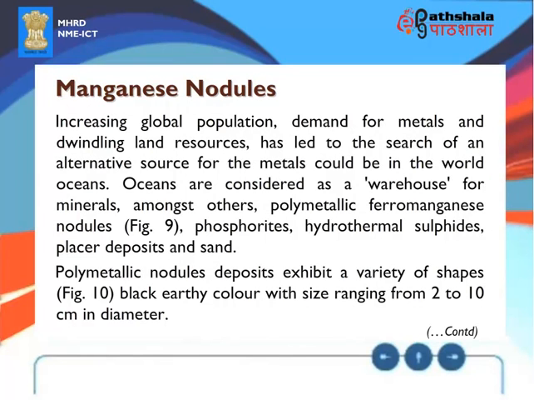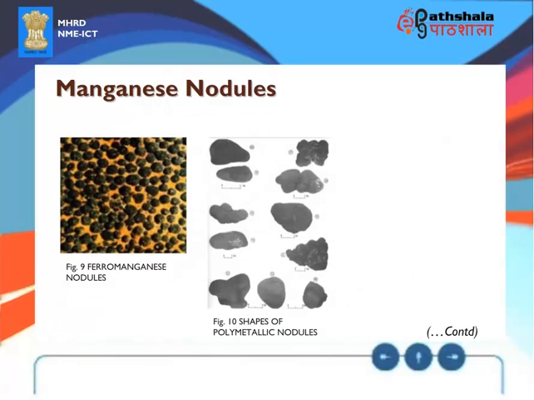Manganese nodules. Increasing global population, demand for metals, and dwindling land resources have led to the search for an alternative source for the metals, which could be in the world oceans. Oceans are considered a warehouse for minerals, amongst others, polymetallic ferromanganese nodules, figure 9, phosphorites, hydrothermal sulfides, placer deposits, and sand. Polymetallic nodule deposits exhibit a variety of shapes, figure 10, black earthy color, with size ranging from 2 to 10 cm in diameter. Shapes of polymetallic nodules.